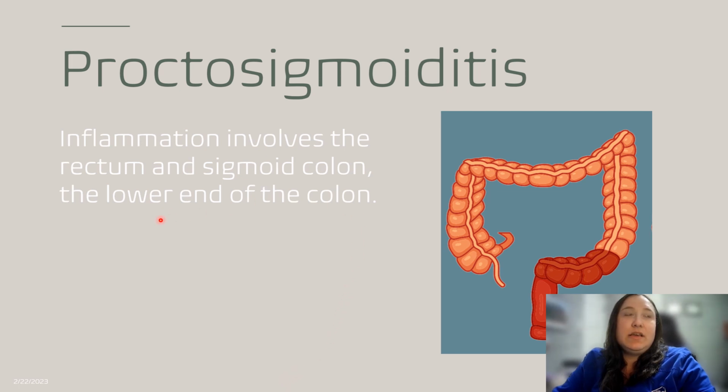Proctosigmoiditis. This is where the inflammation involves the rectum and the sigmoid colon. And the sigmoid colon's right here. It is the lower end of the colon, and here we have the rectum.